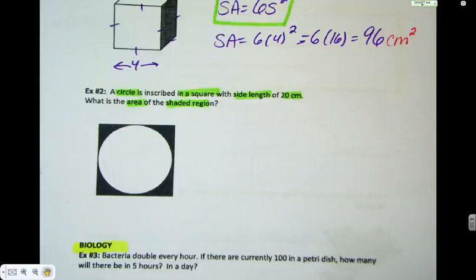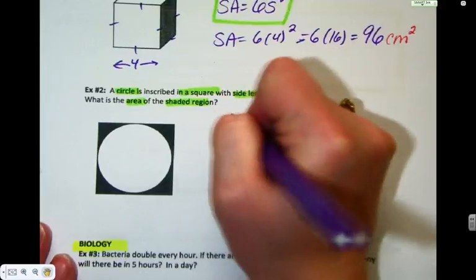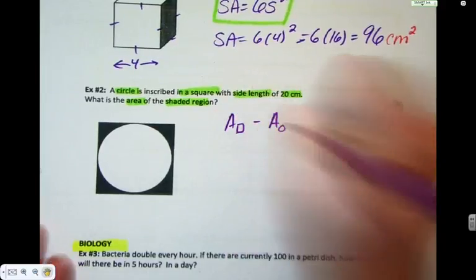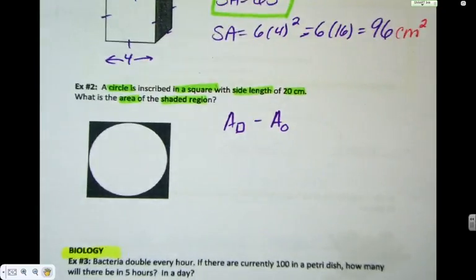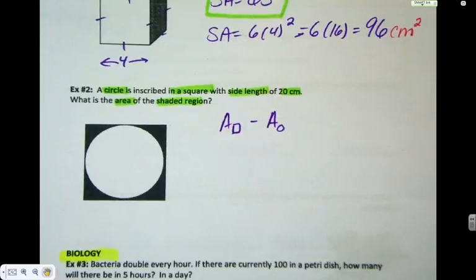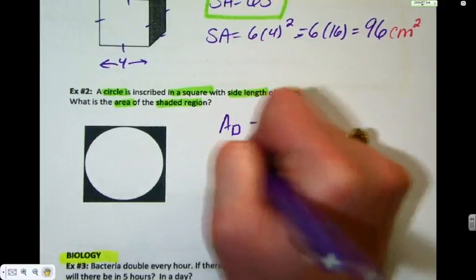How do we find the area of the shaded region? Well, we've got to find the area of the square and then subtract off the area of the circle. So we need area of square minus area of circle. If you don't like my notation, don't use it. If you want words, use words. Formula for area of a square. Side times side, squared. Side squared, we just did it above.